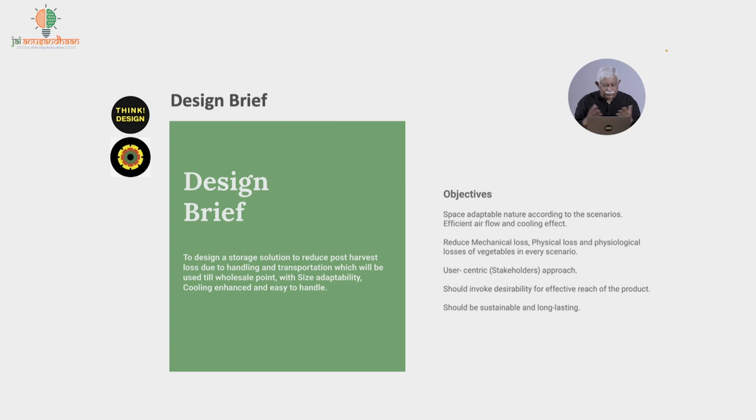So the objective was space adaptable nature according to the scenarios, efficient airflow and cooling effect, reduce mechanical loss, physical loss and physiological loss of vegetables in every scenario, a user-centric stakeholder approach, should evoke desirability for effective reach of the product, and should be sustainable and long lasting. So these are the objectives of why the design was done.